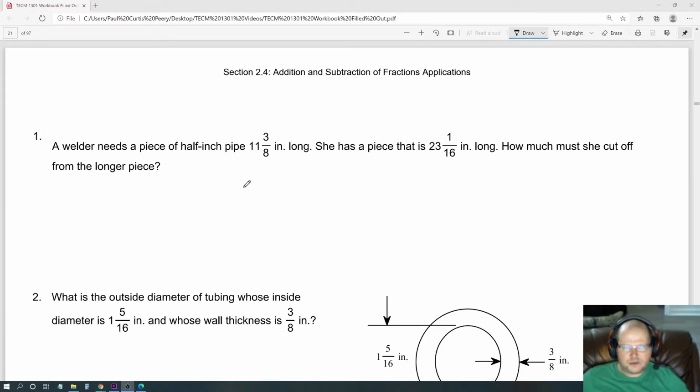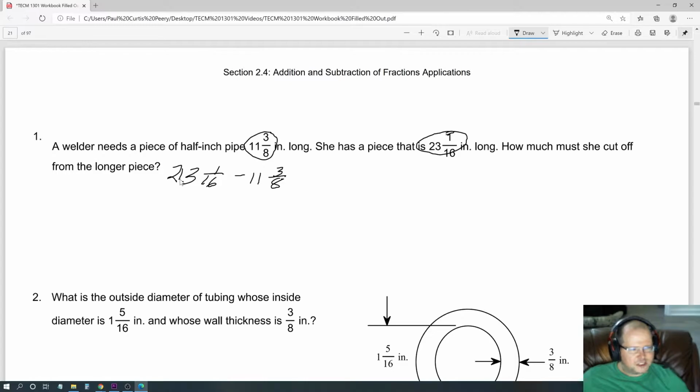Okay, so we are simply going to be subtracting the difference, right? So we're going to take the larger one, in this case the whole piece, 23 1/16, and we are going to subtract the part that we're cutting off, like that, which is the 11 3/8 piece.